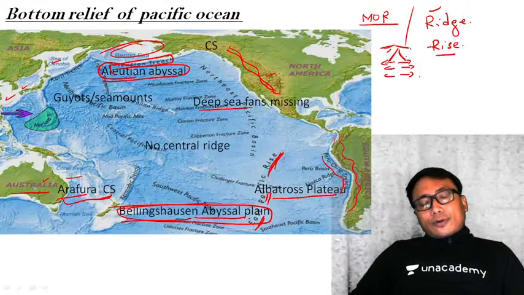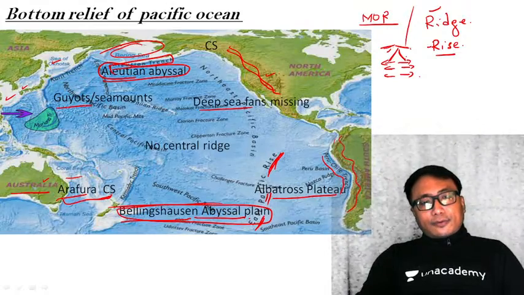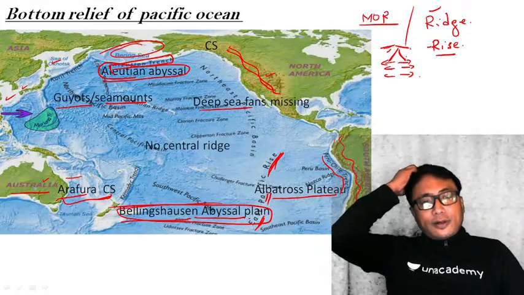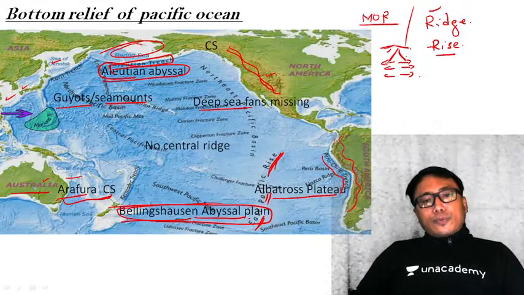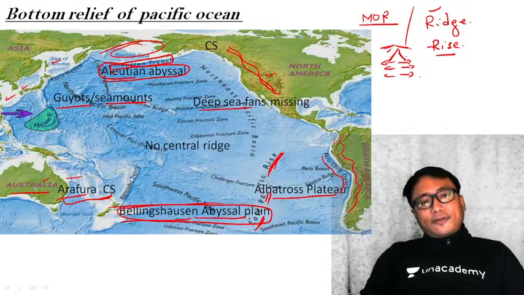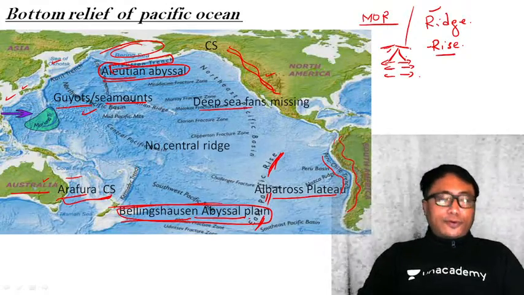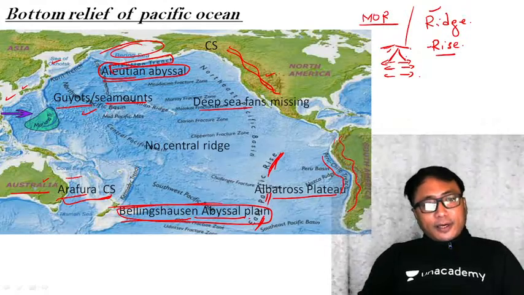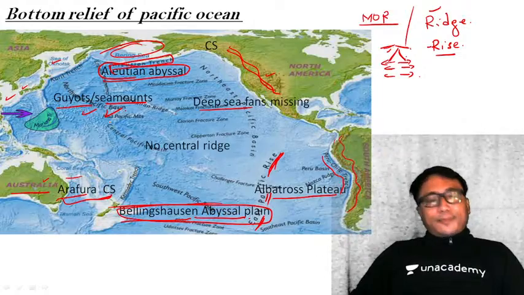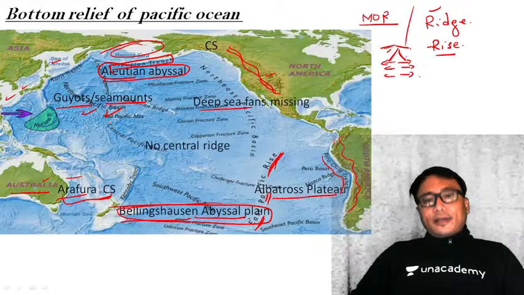In the northwestern side of the Pacific Ocean, you will have a lot of guyots and seamounts. Hawaiian Island is also part of this. In fact, if you see across the different oceans, the density or presence of guyots and seamounts is quite high in this particular area. So as far as the Pacific Ocean is concerned, these are some of the important topography of the ocean floor.